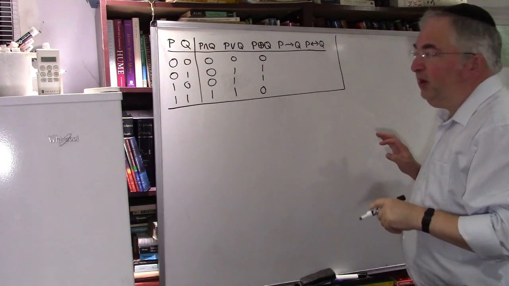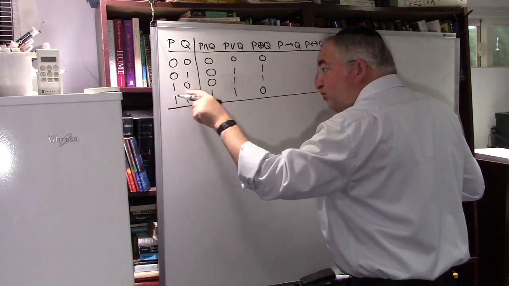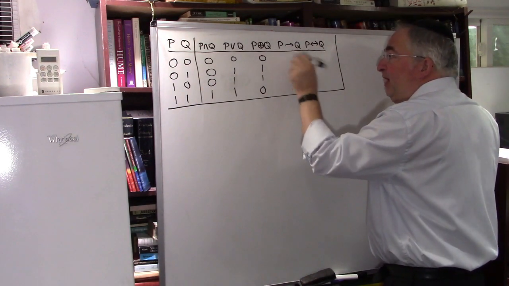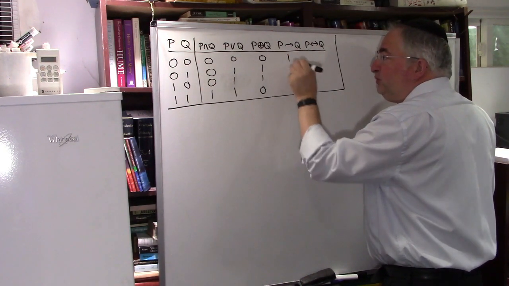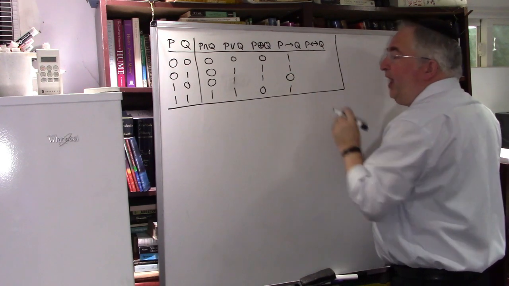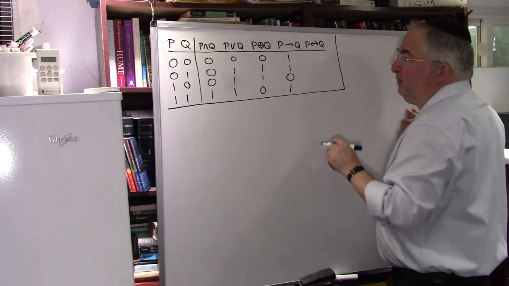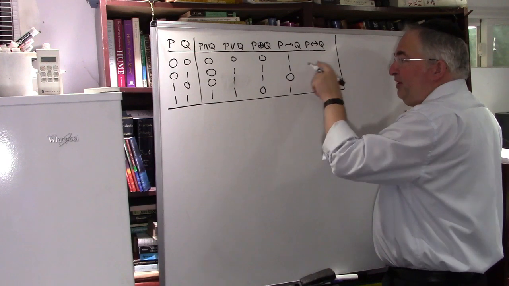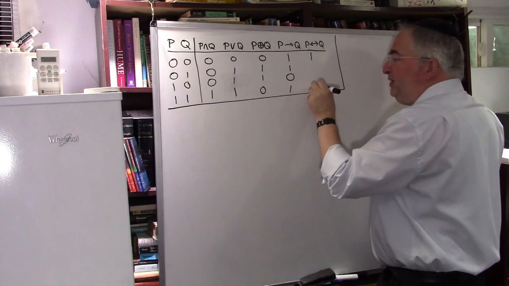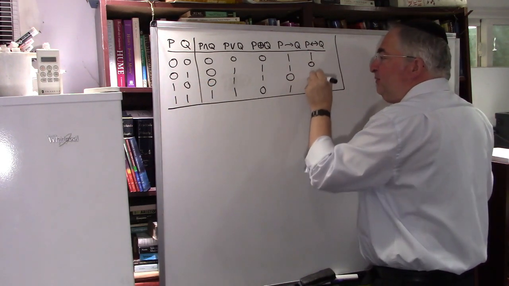How about arrow? We've said arrow is false only when the first thing is true and the second thing is not implied. So every other case is true. So it's 1, 1, 0, 1. How about double arrow? Double arrow is 1, 0, 0, 1. When they're the same, 0 and 0, it's a 1. When they're the same, 1 and 1, it's a 1. When they're different, that means one doesn't imply the other, 0.